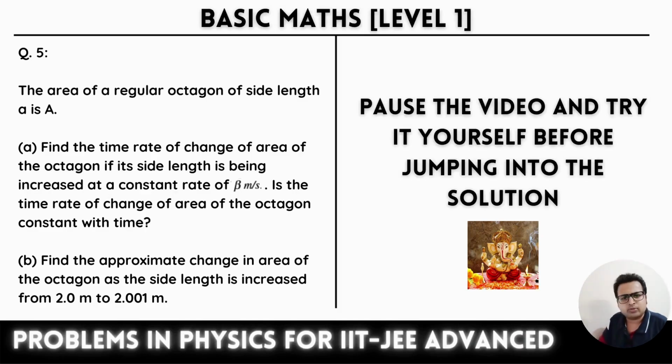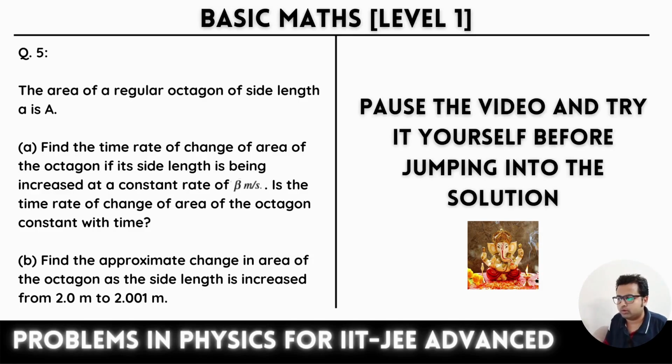Okay, so next problem, as you can see: the area of a regular octagon of side length a is A. So we have an octagon, an 8-sided figure. Each side is of length a and the area is capital A. We have to find the time rate of change of area of the octagon if its side length is being increased at a constant rate of beta meter per second.